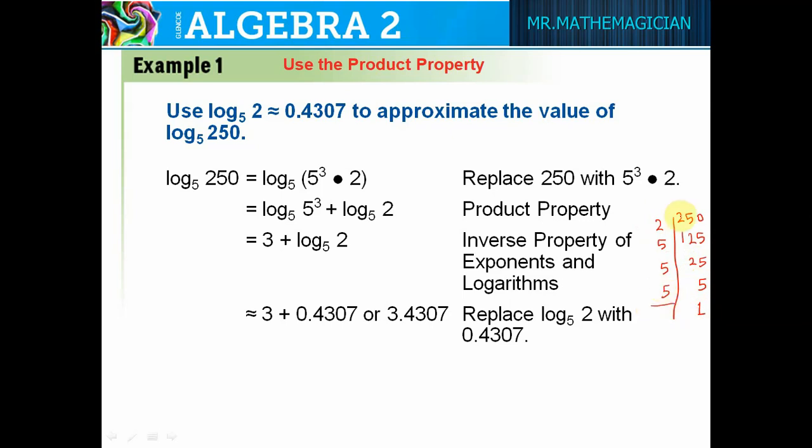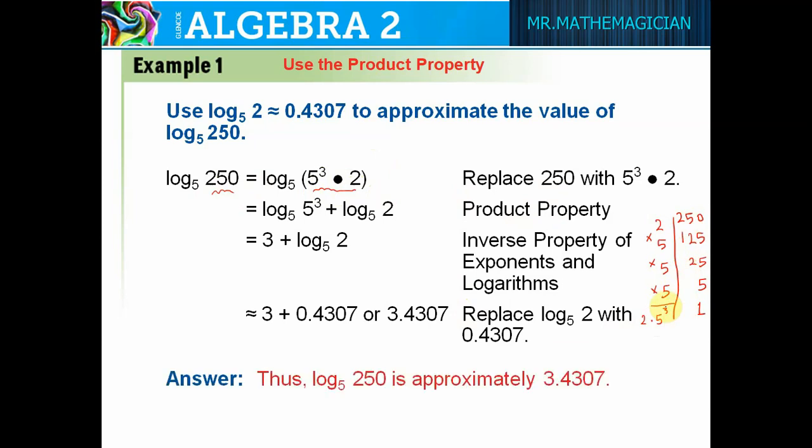Means 250 is like 2 times 5 times 5 times 5. So it is 2 times 5 to the power of 3. So whether you use your calculator to discover that really 250 is 5 power 3 times 2, or you do it using your pen or pencil work, log 250 base 5 is approximately 3.4307.